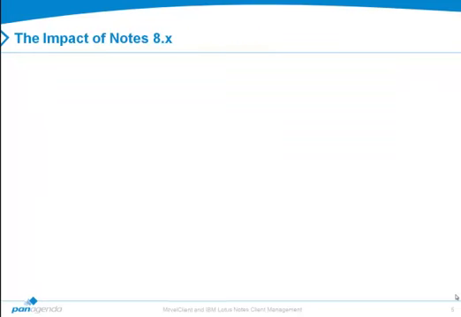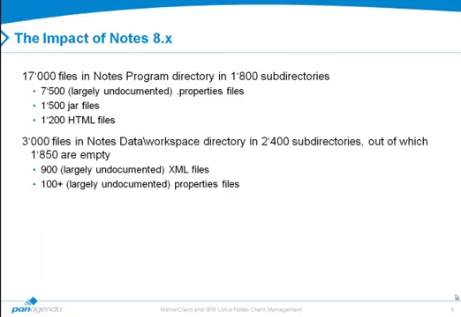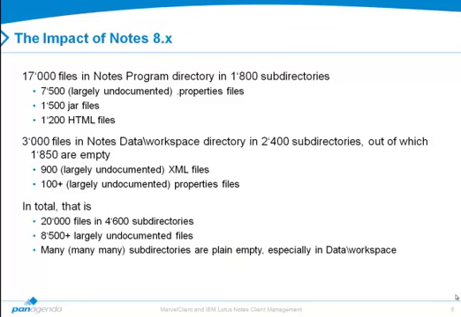Now let's talk about Notes 8, which is when we got a whole lot of really great functionality, but what basically happened is we went from a version 7 client, which had basically a few hundred files, to now all of a sudden we have 17,000 files with Eclipse in the Notes program directory and 1,800 subdirectories. We have 3,000 files in the workspace directory with 2,400 subdirectories, and most of those are actually empty. So in total, we're not only talking about outdated and wrong information on your clients that was there before, but when you lay version 8 of Notes on top of that, you're really multiplying the issue by having a much larger footprint on your clients, which then of course impacts you as you're doing moves and changes along the way.